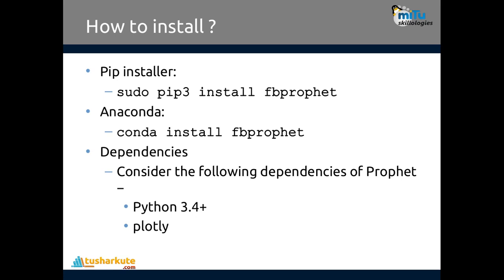Okay, so once you install that, it will be available for us to use. If you're using Anaconda, you can use conda install fbprophet. Make sure the dependencies are met: Python 3.4 onwards is required, and Plotly must also be installed in your system. If you're using pip, Plotly may be installed along with it, because it's a dependent package.